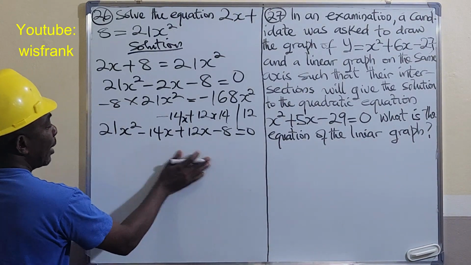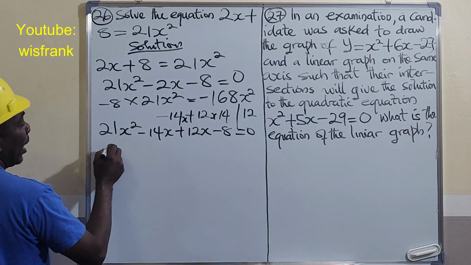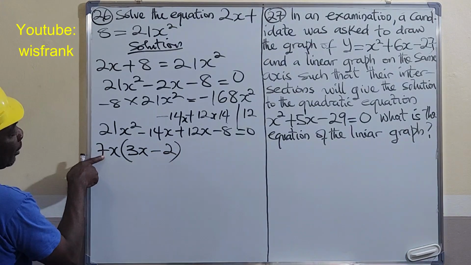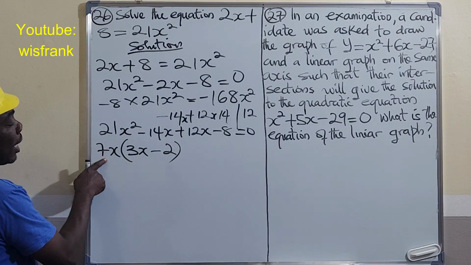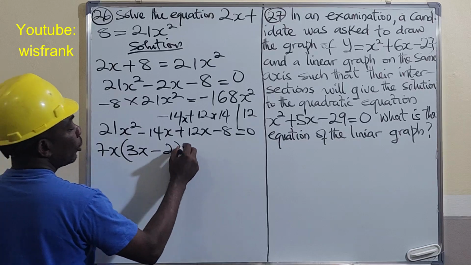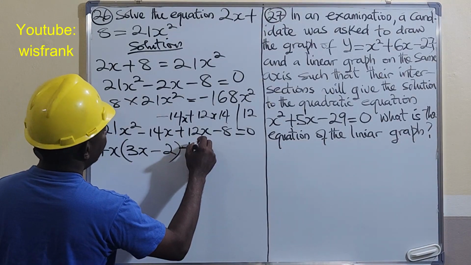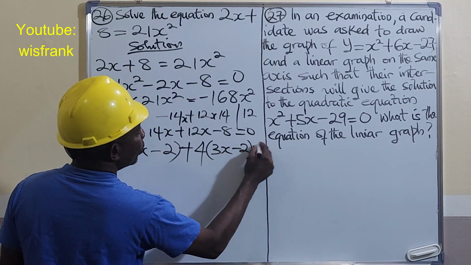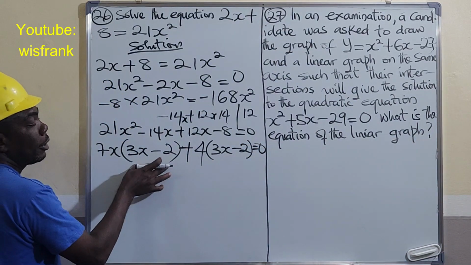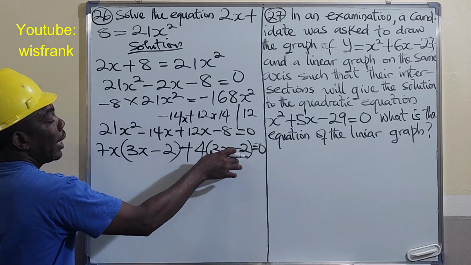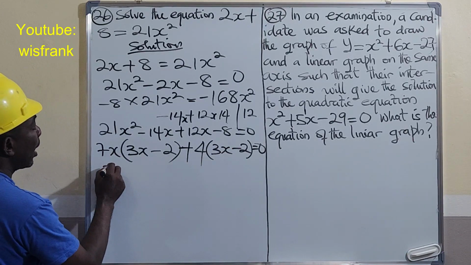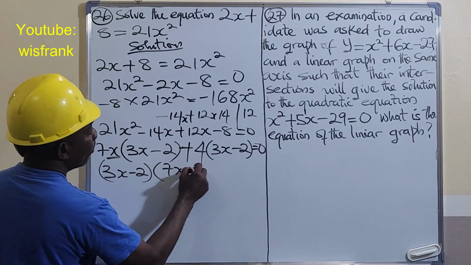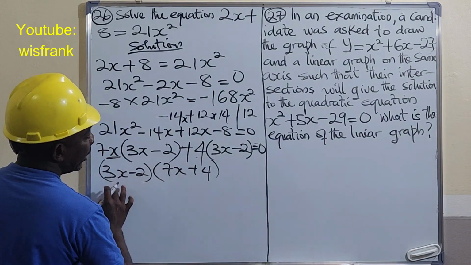So here we can factorize this. When we factorize this, we have 7x into 3x minus 2. 7 times 3 is 21, while 7 times 2 is 14. So we have plus 4 into 3x minus 2 equals 0. In this case, we have the first parenthesis and the second parenthesis. We need to take one of them. So we take 3x minus 2, then we take 7x plus 4 here, and it gives us this.